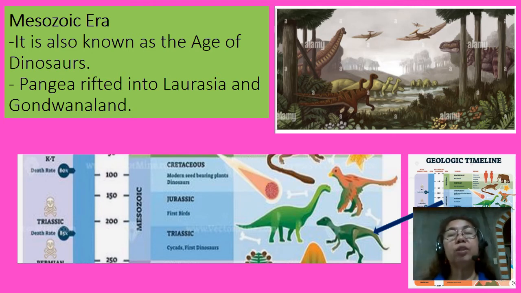At the end of the Jurassic period, the impact of a large asteroid caused climate and vegetation changes. This is probably the reason why the big lizards became extinct. Then it was followed by the Cretaceous period, wherein the flowering plants evolved.